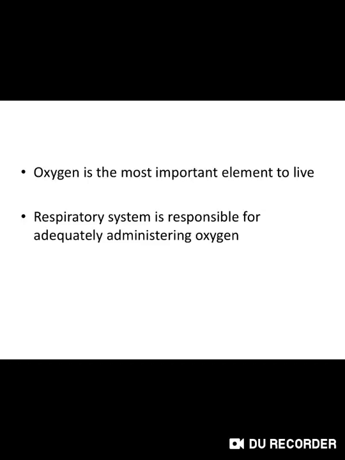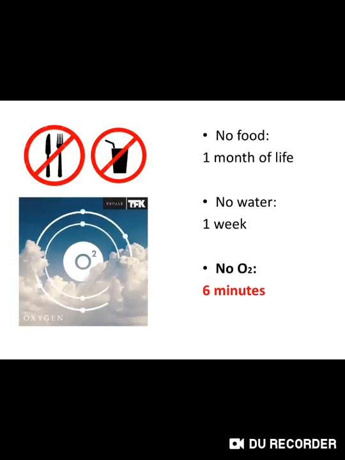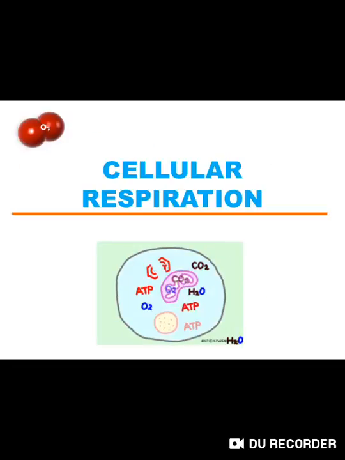Oxygen is the most important element to live. The respiratory system is responsible for adequately administering oxygen to your body. Oxygen is so important that we can't live without it for more than 5 minutes. We can live with no food for 1 month, no water for 1 week, but it is impossible to live without oxygen for more than 5 minutes.